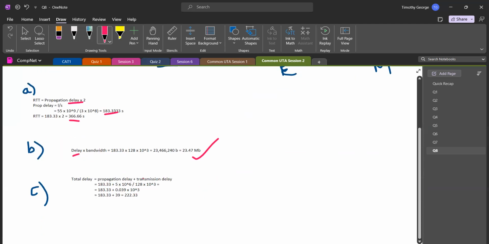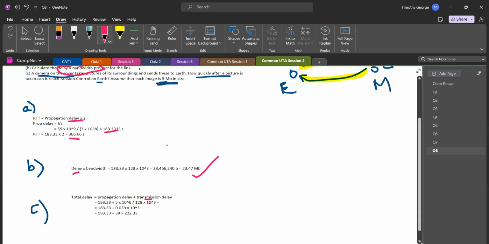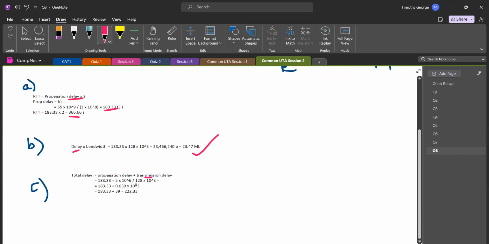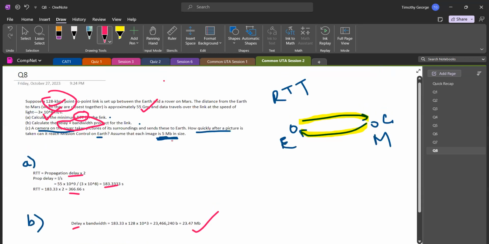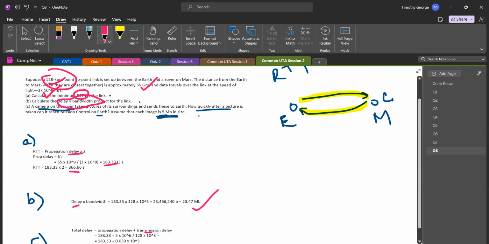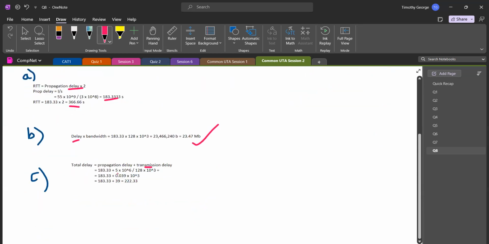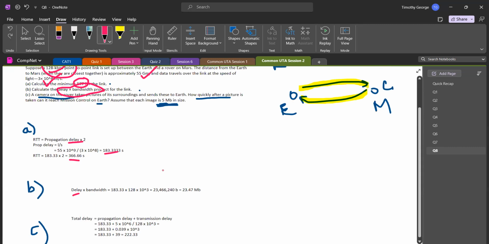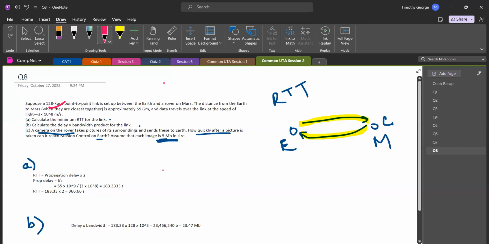Total delay for a particular case, we have propagation, which we already calculated before. Transmission, they gave us a particular case, they gave us the number of bits, 5 MB. Although an image should probably be megabytes, we took 5 megabits. That's fine. We had bits divided by the total bandwidth. We found the transmission delay, we added it, and we got our final answer. So that was how we did this question.